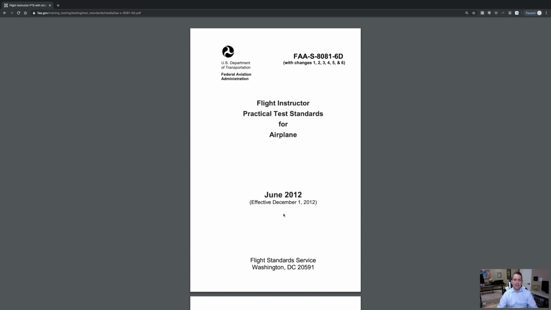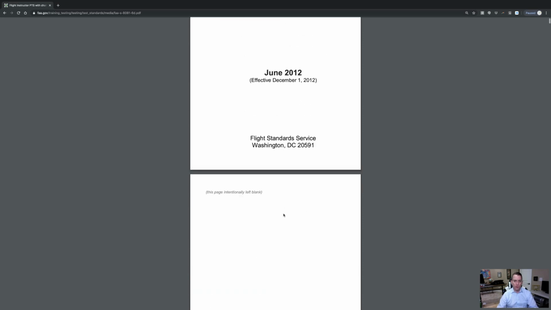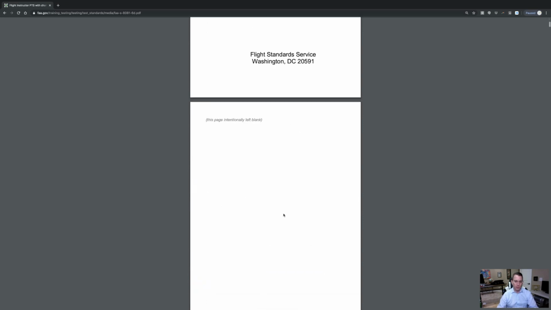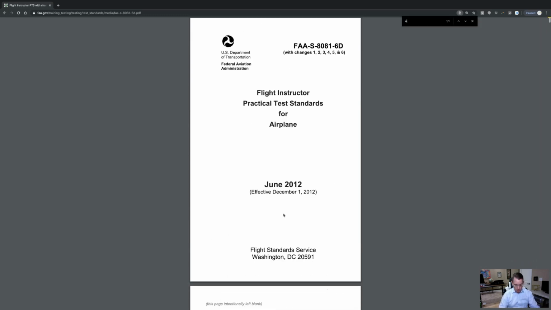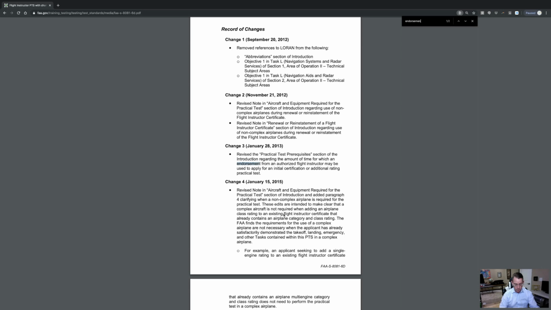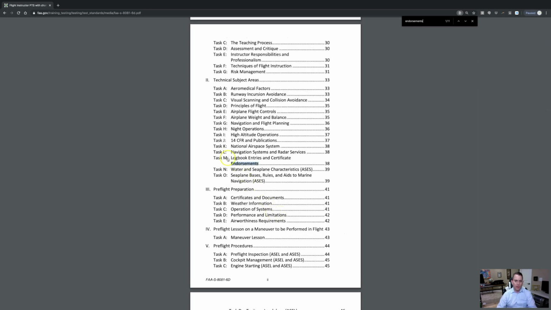Let's open up your PTS, and we're going to scroll down a little bit here. I'm going to hit the search feature here. And what we want to do is look for the spot where it talks about endorsements. And it's right here, Area of Operation 2, Task M, Logbook Entries and Certificates Endorsements.